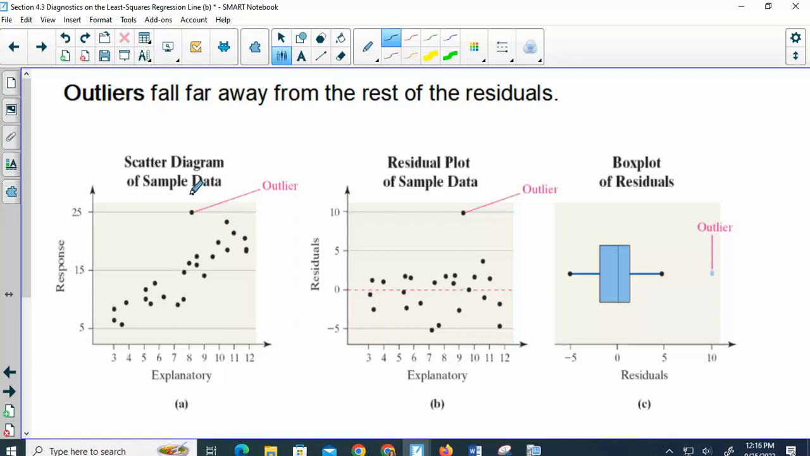Outliers would be when we have something far away from the others. So this is the original scatter plot, and then when you look at the residuals, you'll see all my residuals are pretty much right here with the exception of that one. So you can catch those outliers on residuals as well.